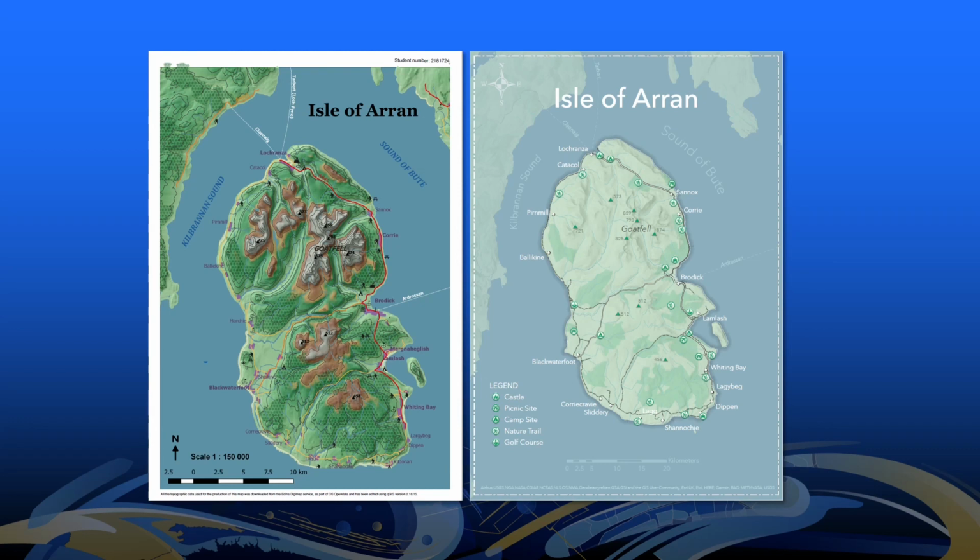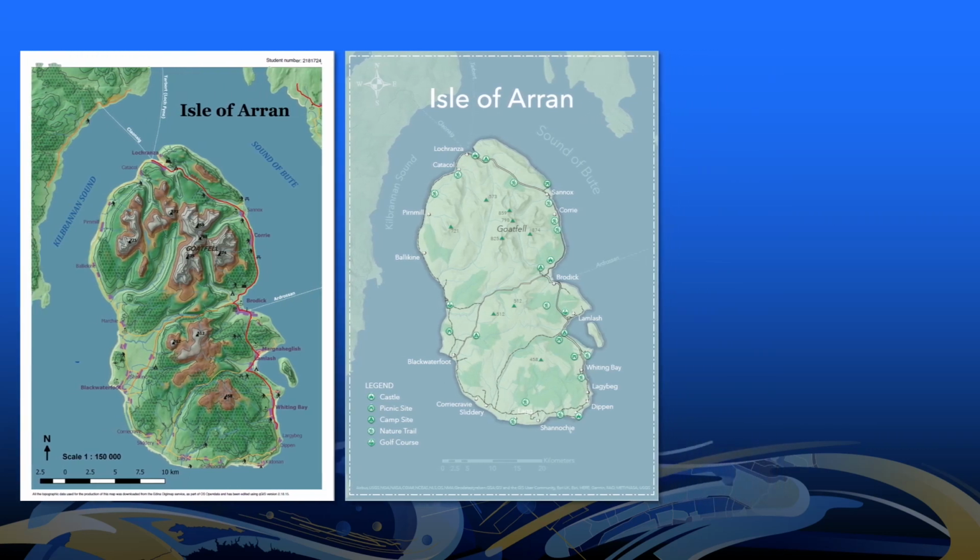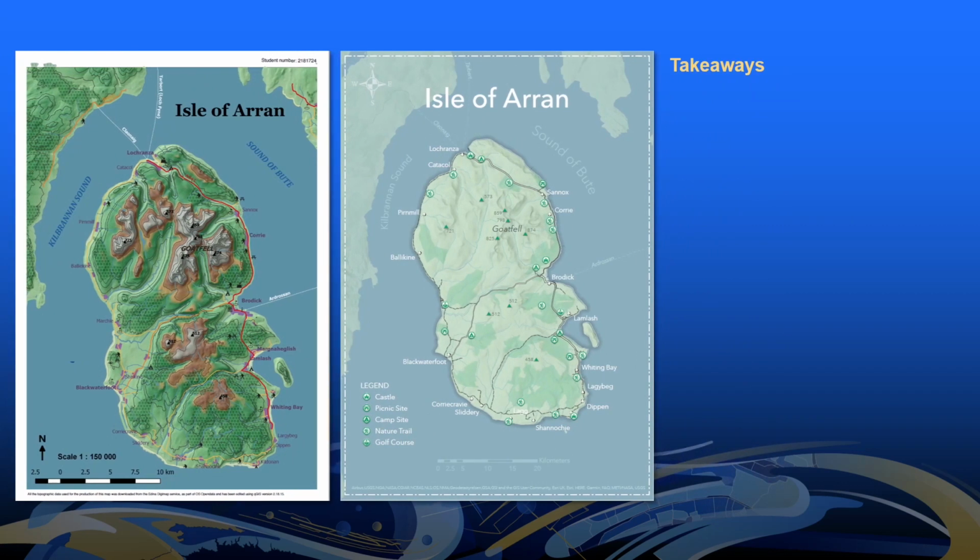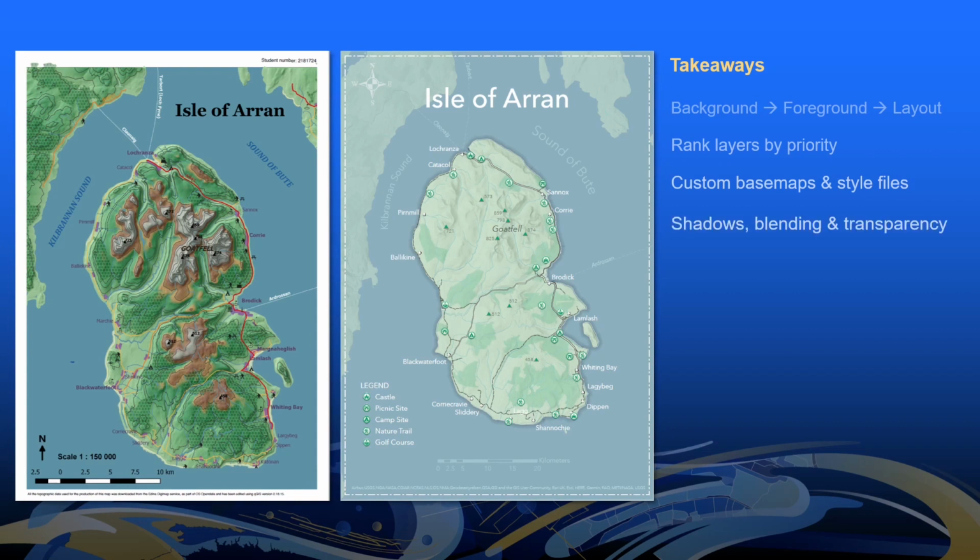And whilst we look at this, I'd like to summarize some of the lessons that I got out of going back and remaking this map. First and foremost is to plan your cartography in the background foreground layout workflow to guide you through it. Rank the layers and map elements in every stage of this workflow so you know what bits need to stand out more and which ones fall into a lower priority for the audience to notice. Customize your base map and import style files to expand your options. Place shadows behind features of interest and use layer blending and transparency to create depth.